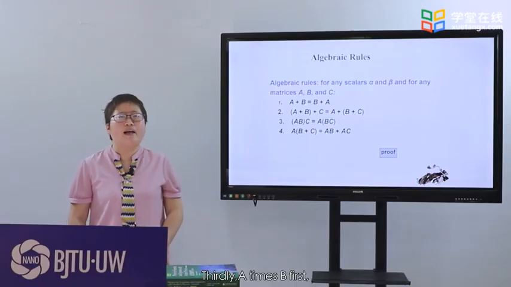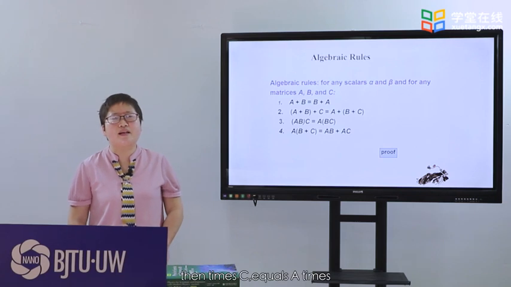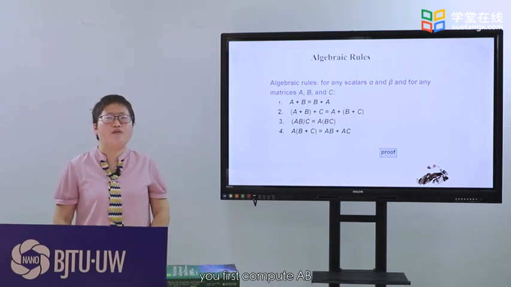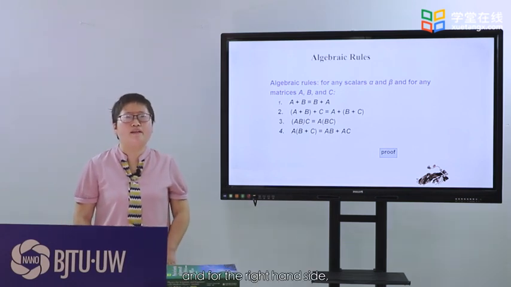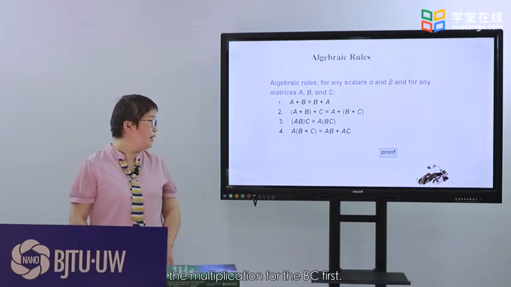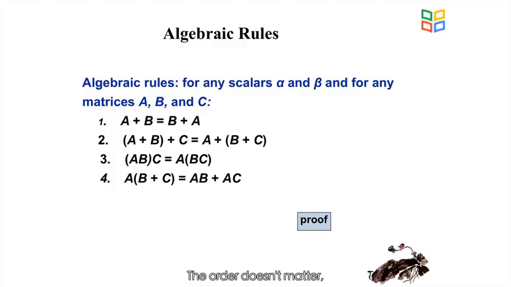And thirdly, A times B first, then times C equals A times the multiplication of BC. This means for the left side, you first compute A times B, and for the right-hand side, you first compute the multiplication of B and C. Order doesn't matter, right? And the fourth rule is A times (B plus C) equals AB plus AC.